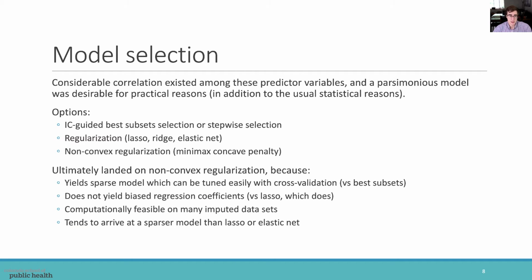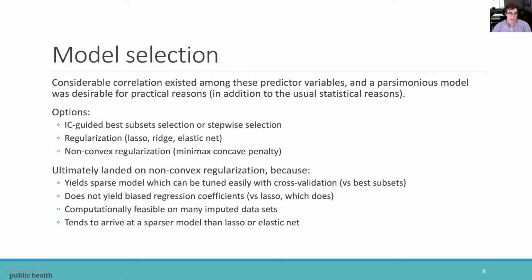Now for model selection, there was a lot of correlation among the predictor variables, and for a variety of reasons we wanted a parsimonious model, both practical and statistical reasons. So our options in this regard, we could use a best subset selection or a stepwise selection procedure. We also wanted to look at regularization procedures like lasso, ridge, and elastic net, and non-convex regularization as well. So for instance, the minimax concave penalty, which I'll refer to as MCP.